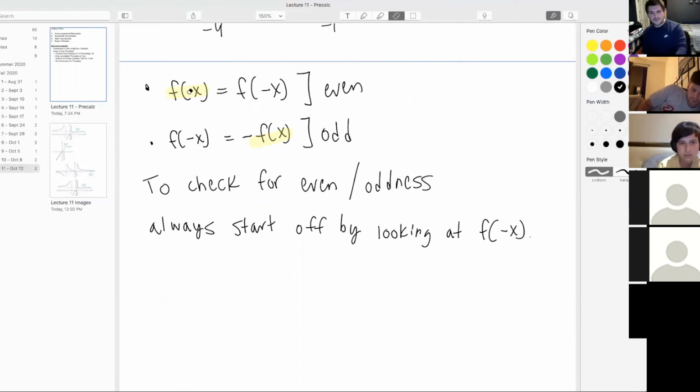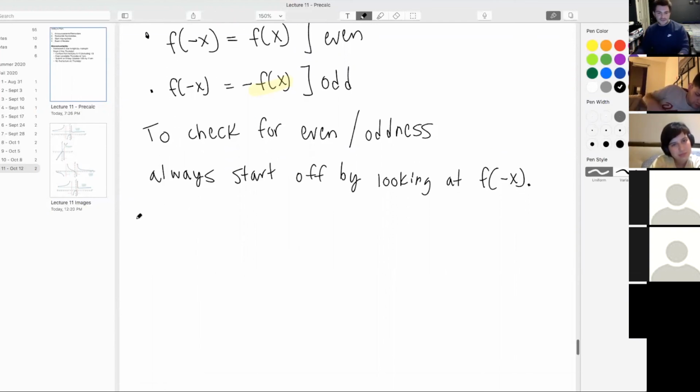I probably should have written this. Hold on, I'm just going to change how this looks. I want to put the -x on the left side. So even is f of -x equals just f of x by itself. In both of these definitions, you start off with -x as the input, and you see what it leads to. Let me see if I can think of a quick example here.